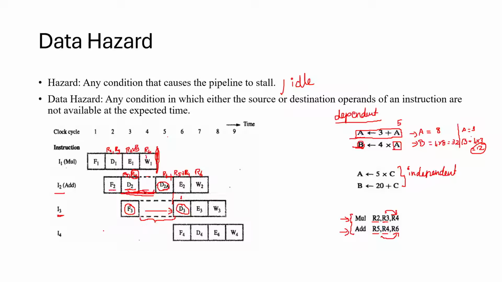Like that for instruction 4. If there is no delay, no issue, instruction 4 should be fetched at clock cycle 4 itself.